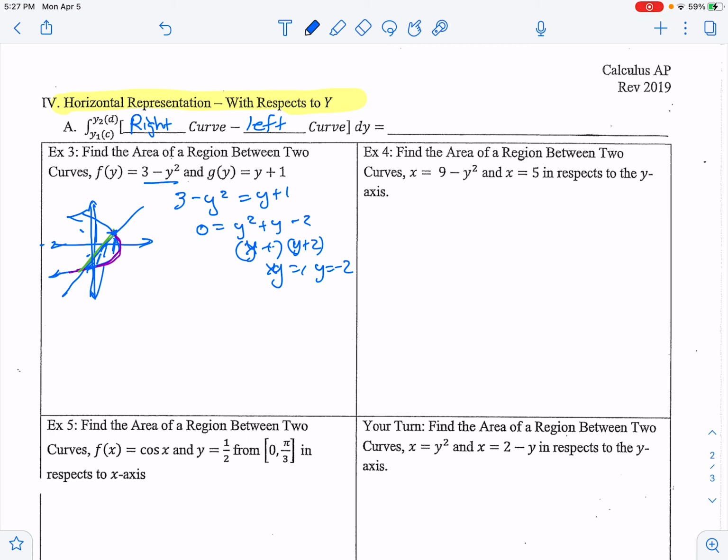It's nice to know you can do that because you don't have to necessarily solve for y, make it a y equals. All right? So I integrate from -2 to 1. Right minus left, so it's 3 minus y squared minus y plus 1. And when you get done with that, you should have 9/2. Okay?